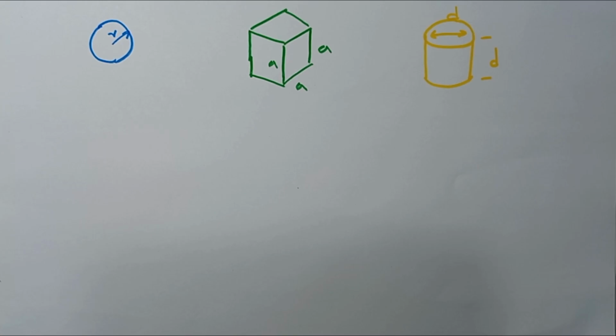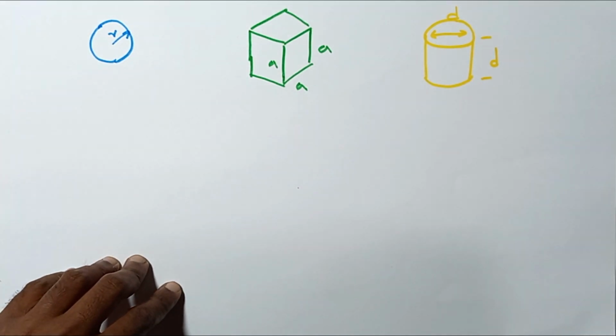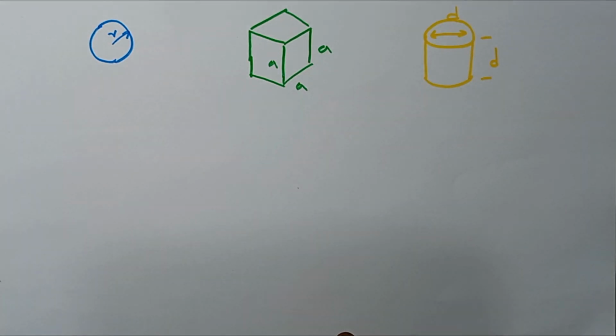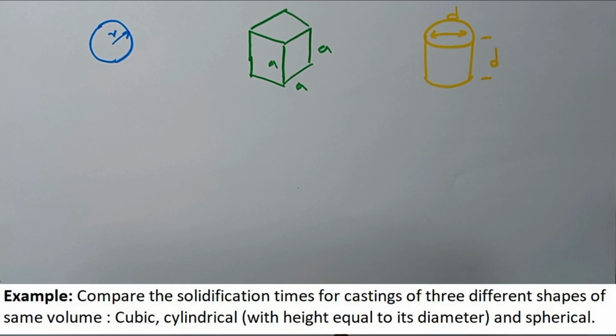Okay, in this problem, the metal pieces being cast have the same volume but different shapes. One is a spherical shape, one is a cubical shape, one is a cylindrical shape. The cylindrical shape has a height to diameter ratio equal to 1. The problem is asking which piece will solidify the fastest and which one the slowest. Assume n is equal to 2.